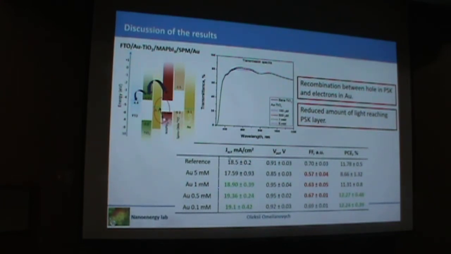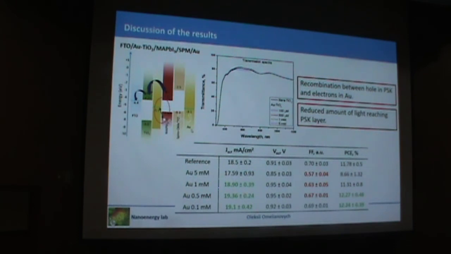So we can see a certain trend. The short circuit current is increasing, and the maximum was obtained for gold synthesized using half millimole concentration of the precursor, and the overall efficiency was slightly higher, 0.5% higher than the power conversion efficiency for the reference cell. And the expected increase of the efficiency is much superior to this. Unfortunately, we did not see such a tremendous increase as expected.